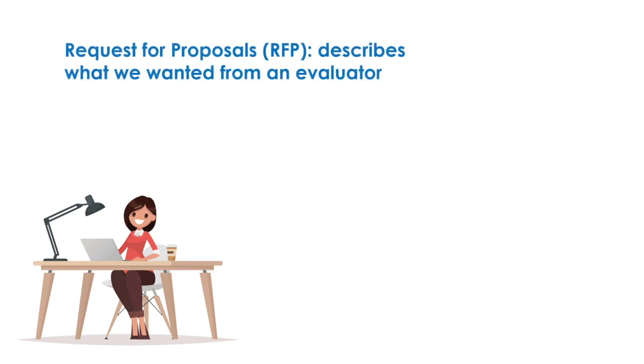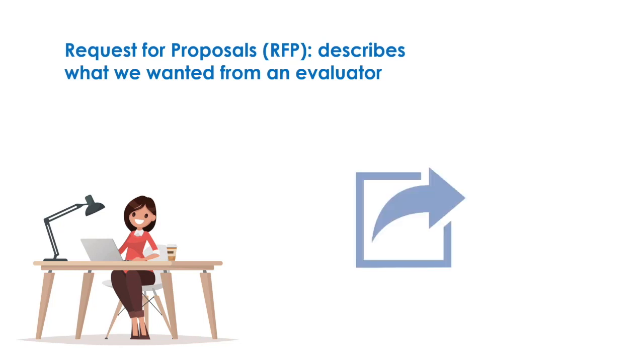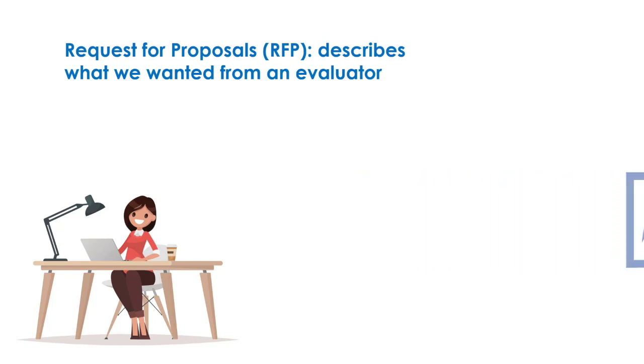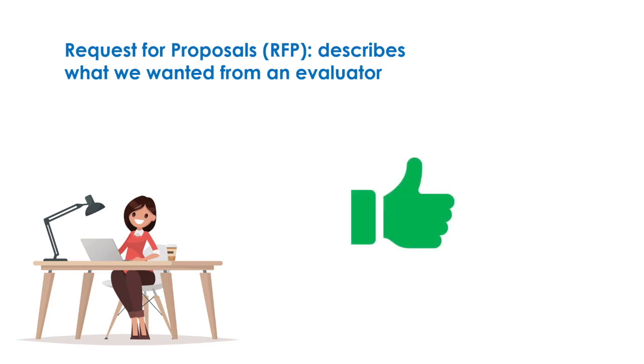I took the information from the meeting and wrote a request for proposals, or RFP, which basically described what we wanted from an evaluator. It was difficult to know what exactly to put in the RFP, but I worked closely with the researchers who had agreed to be on our review committee. Next, I reached out to local evaluation organizations and colleagues at other organizations to help me distribute the RFP. We got the group back together to review the proposals and eventually selected an evaluator.